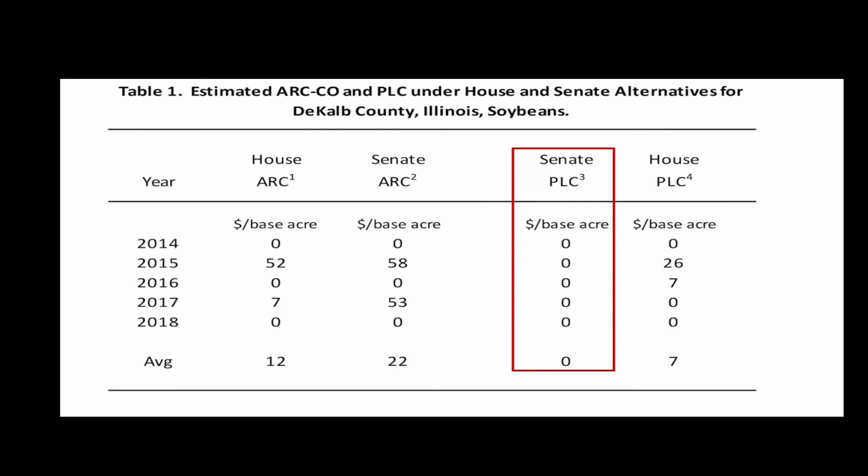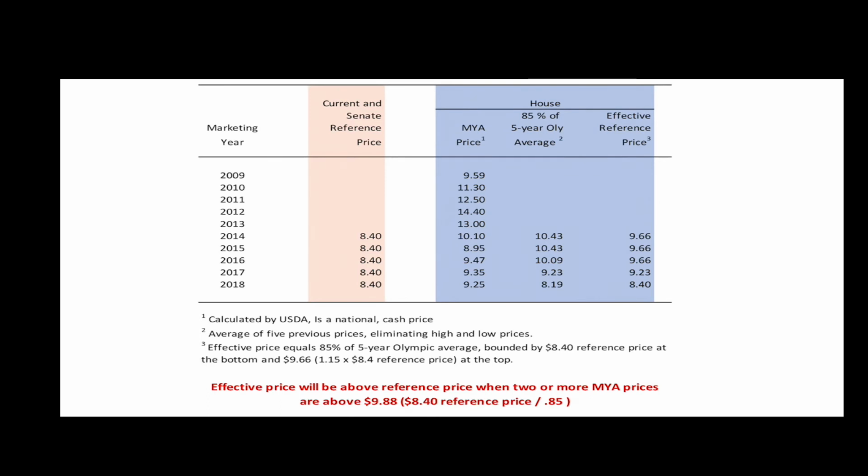House PLC version. Again, the House PLC version has an effective reference price. That effective reference price for soybeans will be 85% of the 5-year Olympic average. It can't go below $8.40, and it can't go above $9.66, or 1.15 times our $8.40 reference price. We see those hitting in 2014, 15, 16, 2017, and then we're back to the reference price in 2018. For this effective reference price to be above our reference price, we have to have at least two prices above $9.88. One price wouldn't do it because it would get kicked out by the Olympic average, so two in there above $9.88 to trigger payment above that.